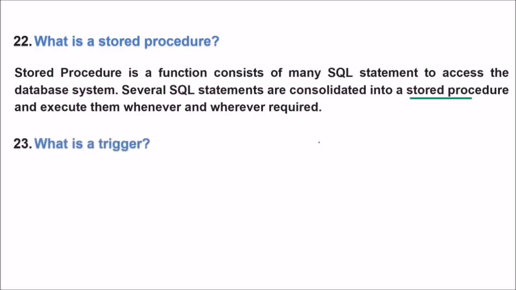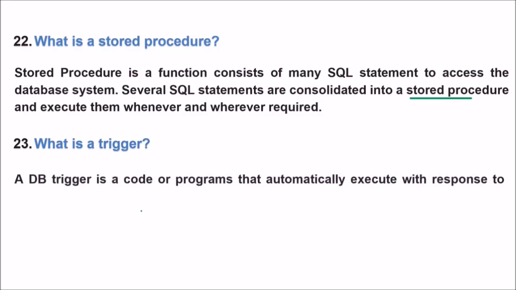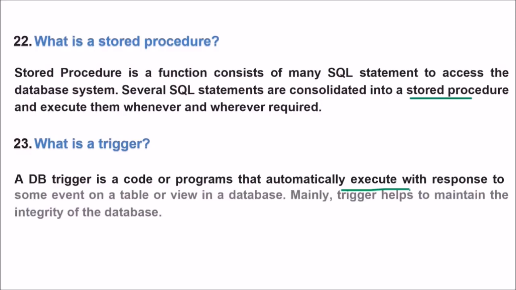What is a trigger? Just in normal life, say your teacher says, day before or day after tomorrow you'll have an exam. That is a trigger: you will start studying right now, go to your house and prepare yourself for the exam. So a DB trigger, a database trigger, is code or a program that will execute automatically in response to some event on a table or a view in the database. Mainly, a trigger helps to maintain the integrity of the database.